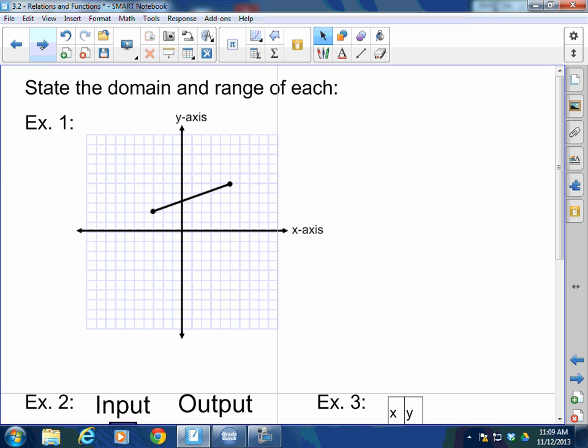I had told you that the domain expresses all of the valid x values. So in this graph that you have in front of you in your notes, what are the valid x values for this little graph here? How about we put it in inequality form, since that's what we've learned? What are my valid x values here?